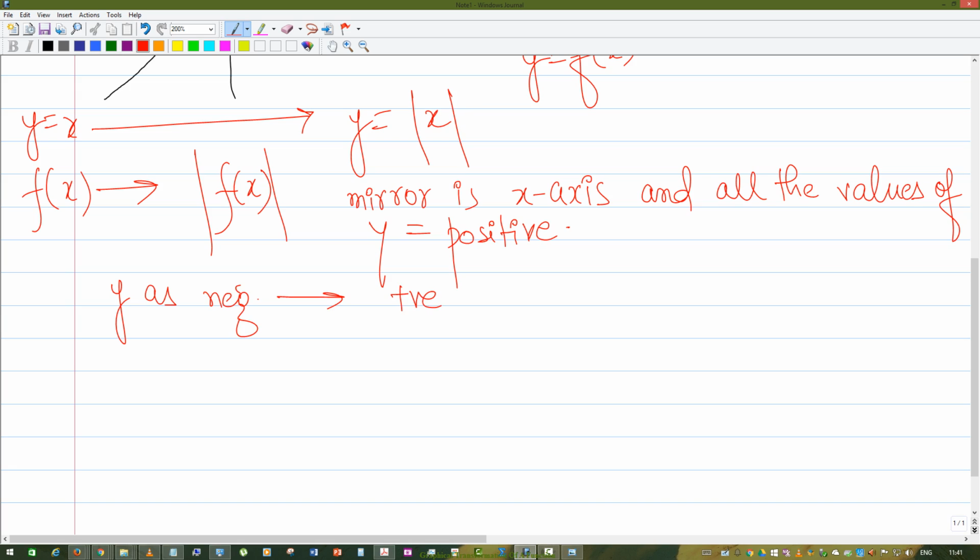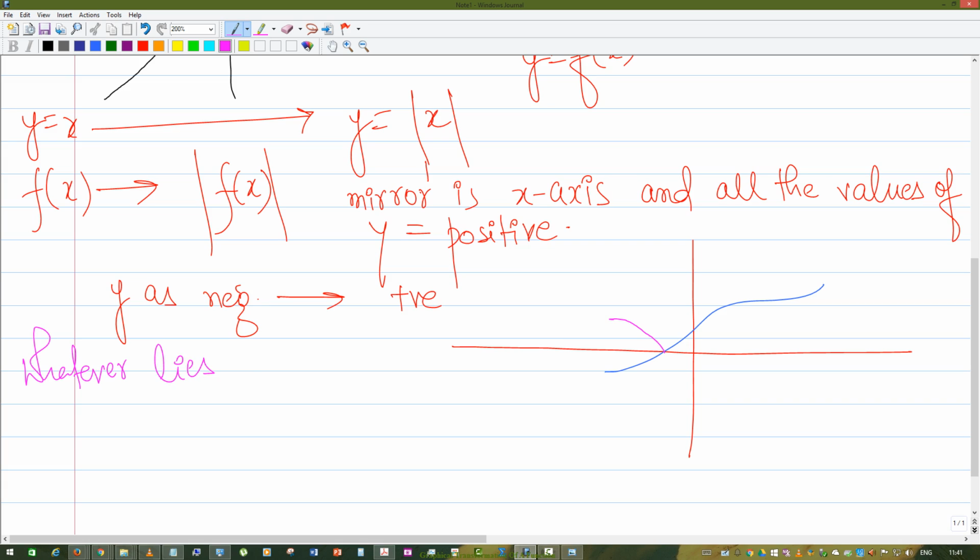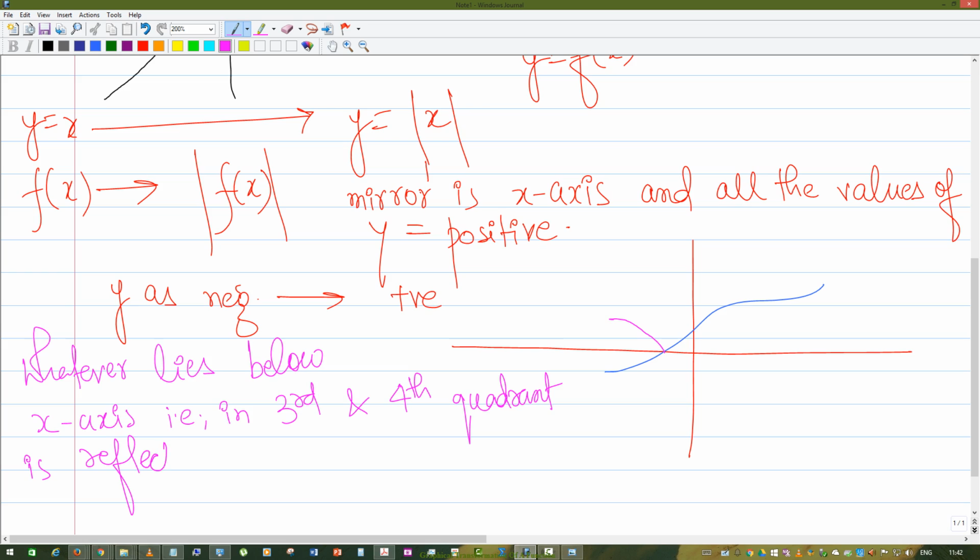Okay. So with this modulus function, suppose I have a rectangular coordinate system, and in it I have a curve like this. Treating the x-axis as the mirror, whatever lies below the x-axis, that is in the third and fourth quadrant, is reflected through the x-axis into the first and second quadrant.